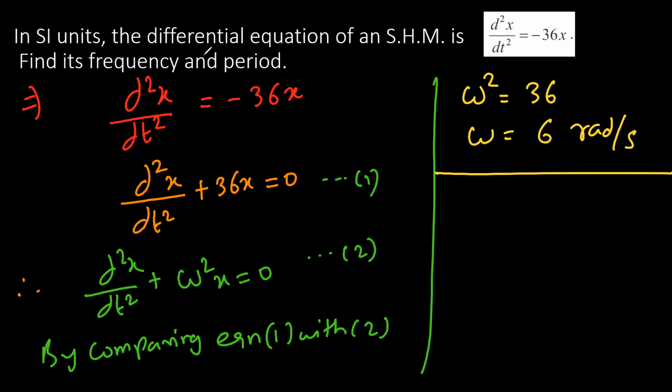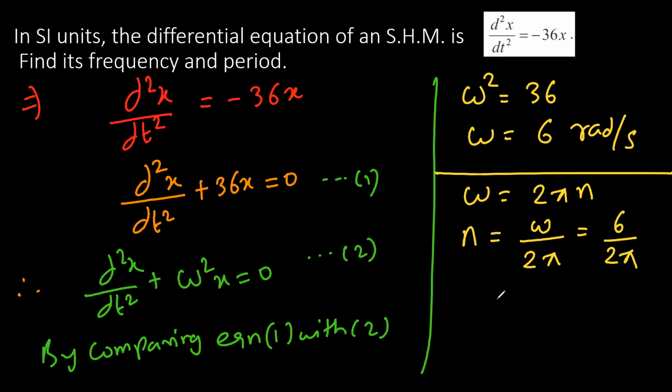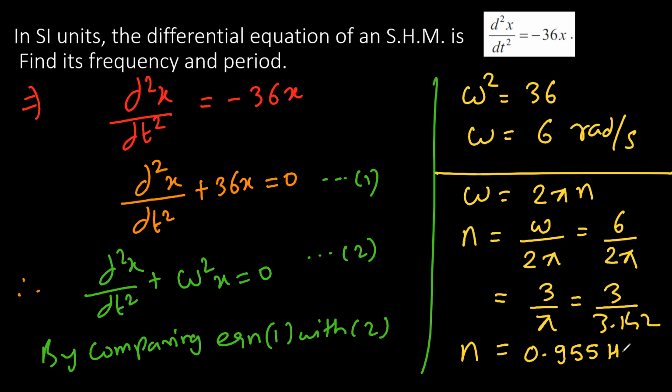Now we need to find the frequency and period. So omega is equal to 2 pi n, where n is the frequency. So n is equal to omega upon 2 pi, that is 6 upon 2 pi. So what is your answer? That is 3 by pi, that is 3 upon 3.142. If you solve using a log table, you will get the answer 0.955 hertz, because it's a frequency. So n is 0.955 Hz.